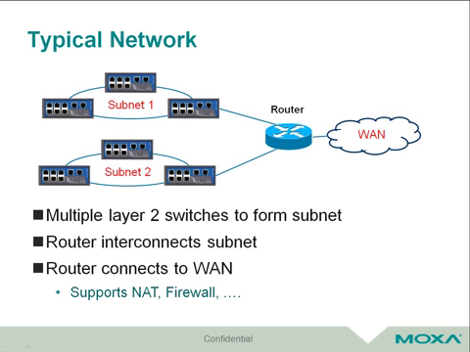This final slide is showing you a typical diagram with two subnets. Both subnets are connected to a router which provides cross-subnet communication and access to the WAN network. Additionally, the router can perform firewall, NAT, and other advanced functions.